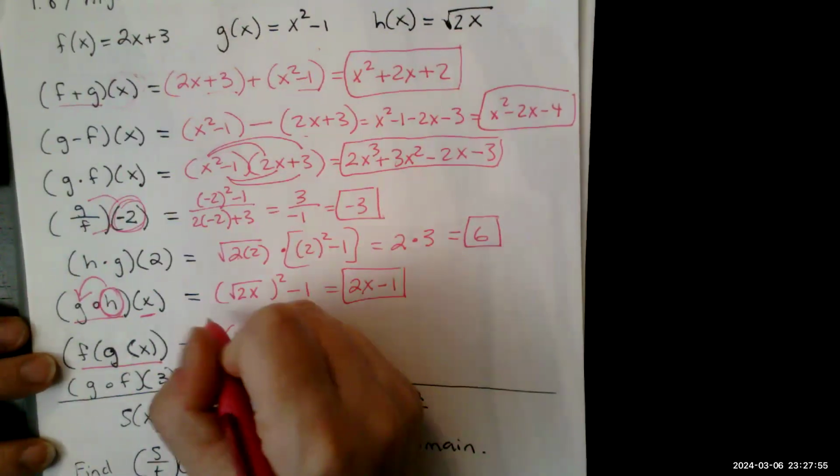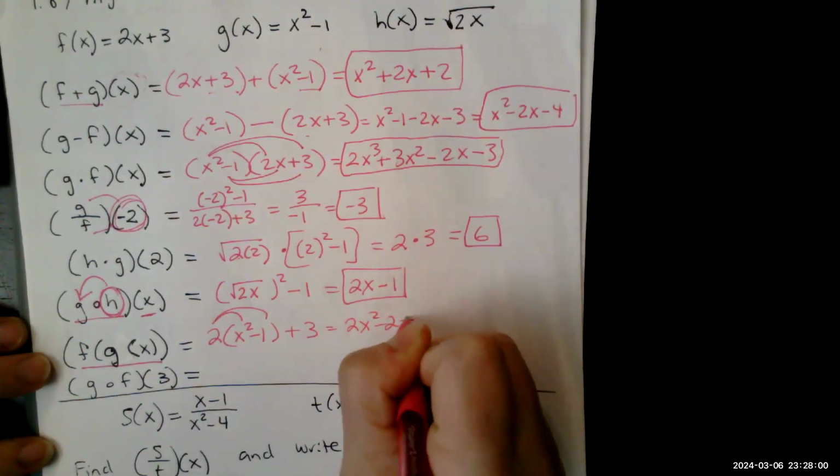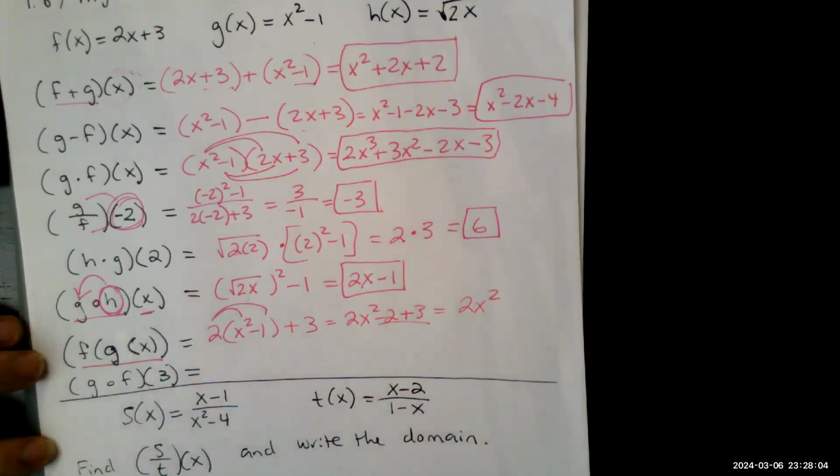And then make it as nice as you can. So in this case, I can distribute the 2. And then I can go one step further with the negative 2 plus 3.